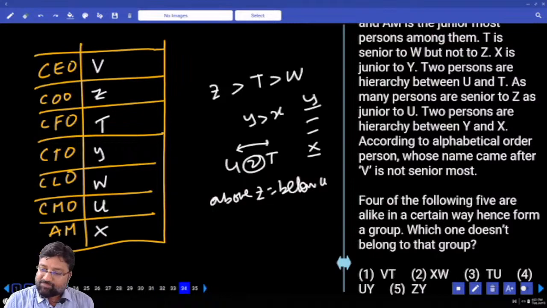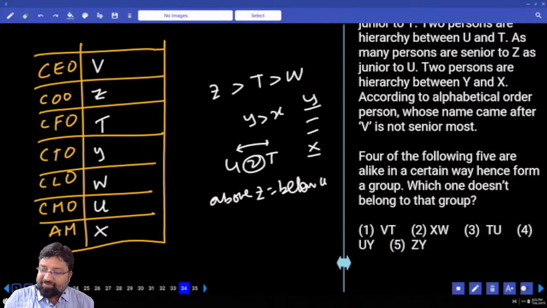CTO. Four out of the following five are alike. B and T, how many persons gap? One person. X and W, one person. T and U, gap of two persons. U and Y, gap of one person. Z and Y, gap of one person. Which option should be my answer? Amma, T and D.